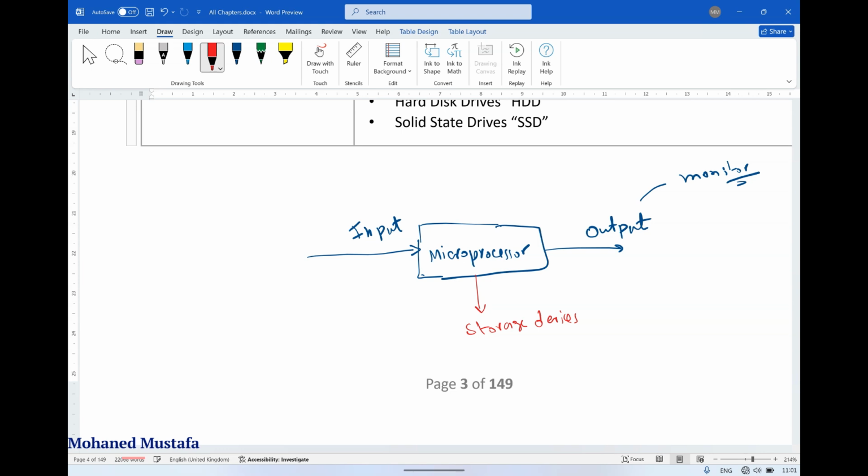So that means I'm opening a file, and then I'm adding information to that file, and then I will ask the microprocessor to store the file. It will store where? In a storage device. This storage device can be named HDD, hard disk, or can be named SSD, or can be a USB flash, or can be a CD. You get it? All the storage devices you have.